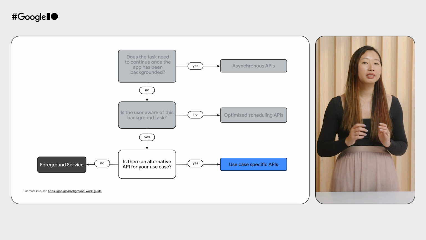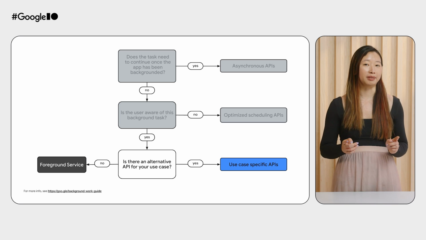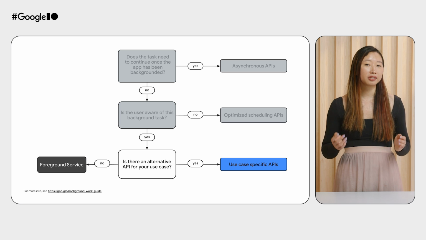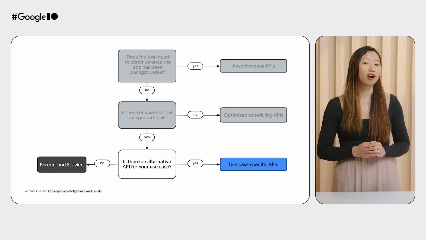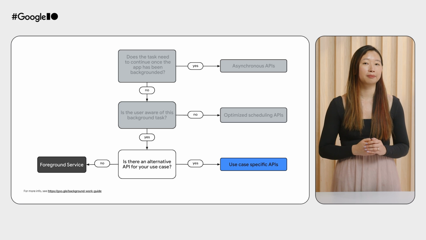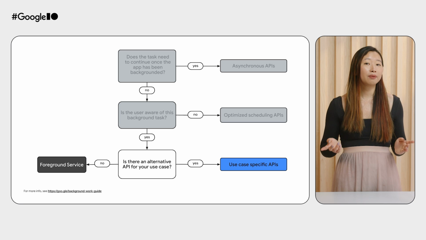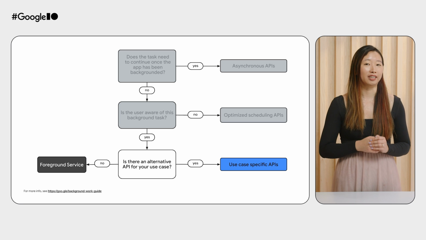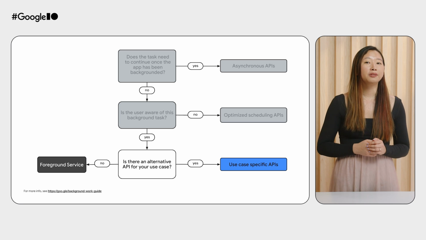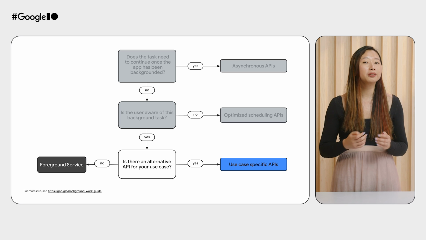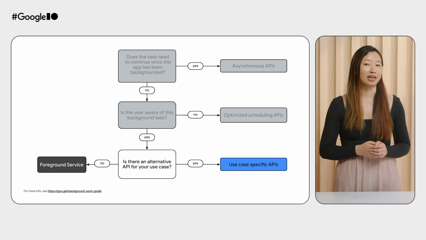The most common scenarios for using alternative APIs are using user initiated data transfers to do large downloads or uploads instead of creating a data sync foreground service. This API has the ability to retry if the transfers fail and will execute only during network availability. Also, using Companion Device Manager for Bluetooth pairing and data transfer instead of using Connected Device Foreground Service.